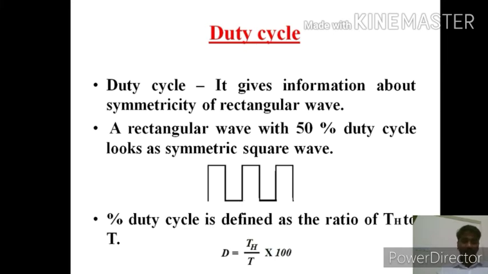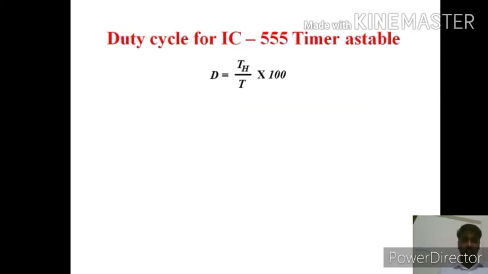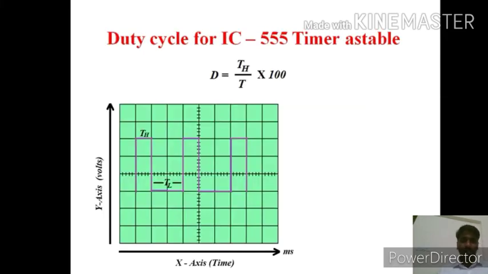The percentage duty cycle is defined as the ratio of TH, which is the width here, to T. T means the total time period. So D is TH upon T into 100. This is how a percentage duty cycle is defined. Let us see with an example how to calculate the duty cycle for a given waveform.